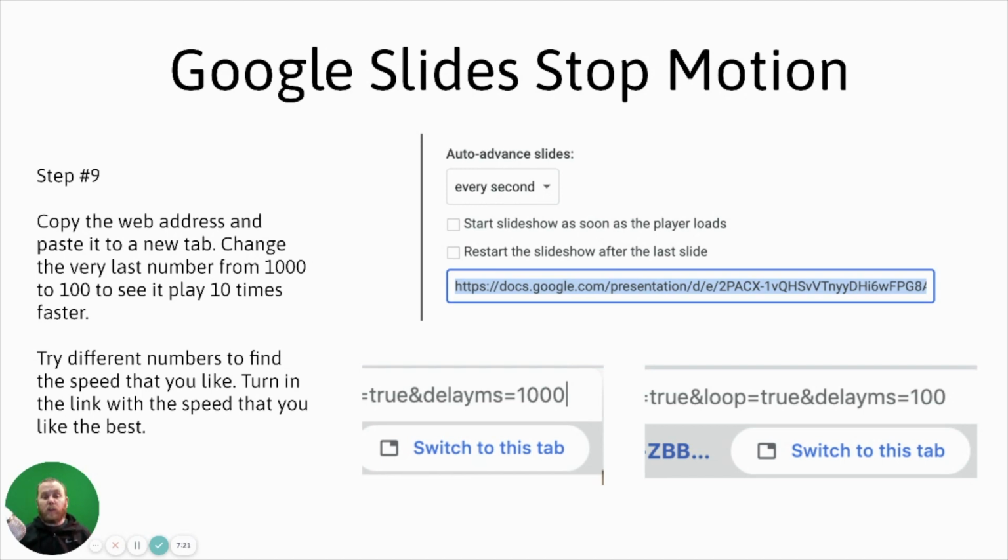That means it's going to play 10 times faster, or you're going to get 10 frames every second, which should start to work. If you would like to have a smoother motion, or if you want it to move even faster, you could try any number smaller than 100 to see what kind of motion you would get with that. So try which one you like best.